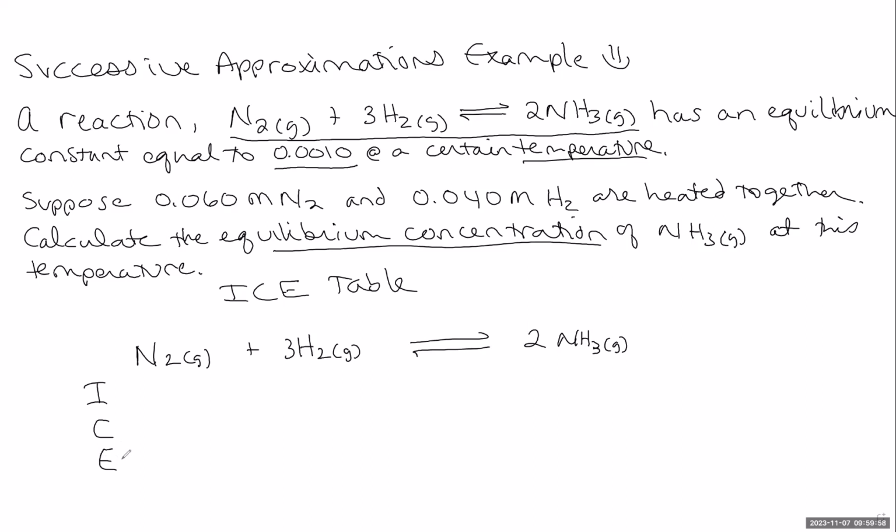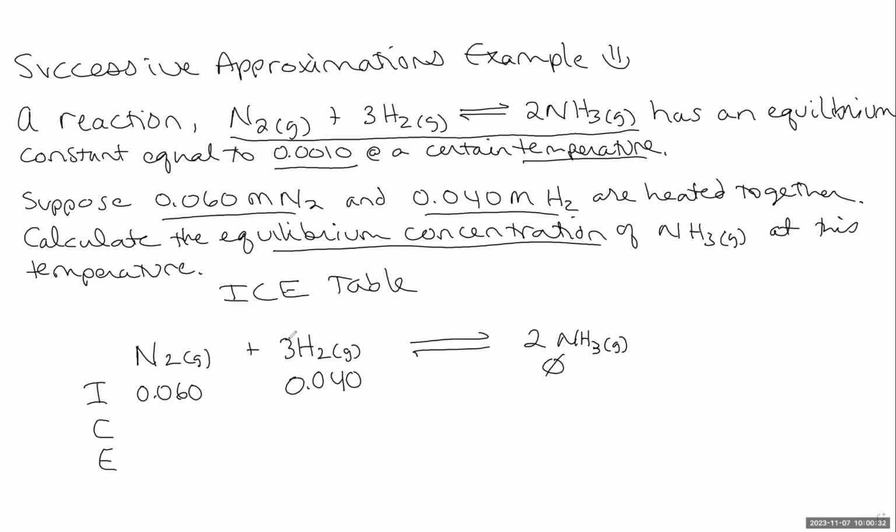Now, I is initial. So we go up and find the initial concentrations of our two reactants in this case. It could be products, but in this case, it's reactants. And all we do is write them there. Now, the problem doesn't give us an initial concentration of ammonia, so that means it's going to be 0. So now we have to go through and write down the change.